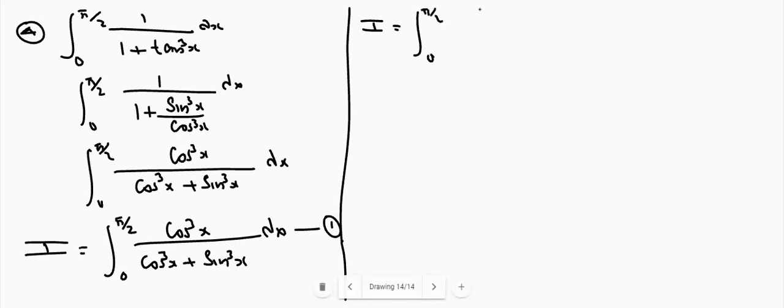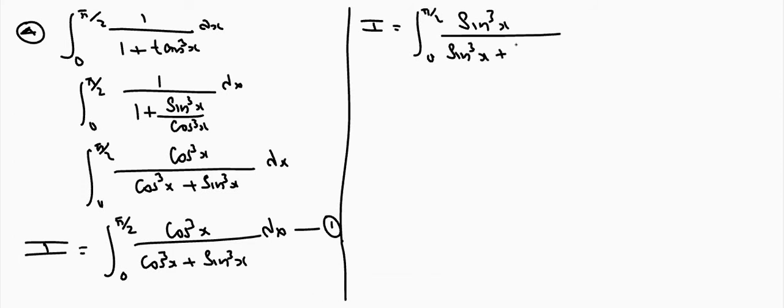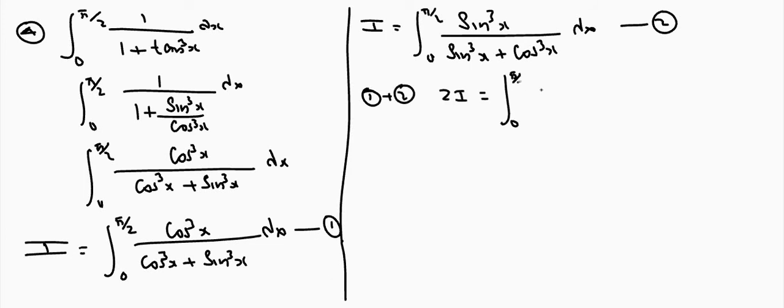90 minus x, cos 90 minus x becomes sin x. Then we write sin cube x. ഒരു സ്റ്റെപ്പ് സ്കിപ്പ് ചെയ്തിട്ടുണ്ട്. നെക്സ്റ്റ് ഇവിടെ cos sin ആവും, sin become cos. Simple. Equation number 2. Then 1 plus 2, first equation plus second equation. 2I equals integrand add ചെയ്താൽ 0 to pi by 2 ആഡ് ചെയ്തിട്ടുള്ള റിസൾട്ട് പറഞ്ഞോളൂ.